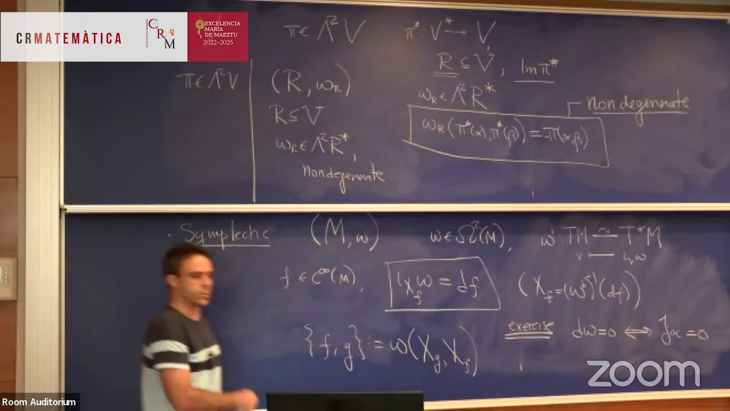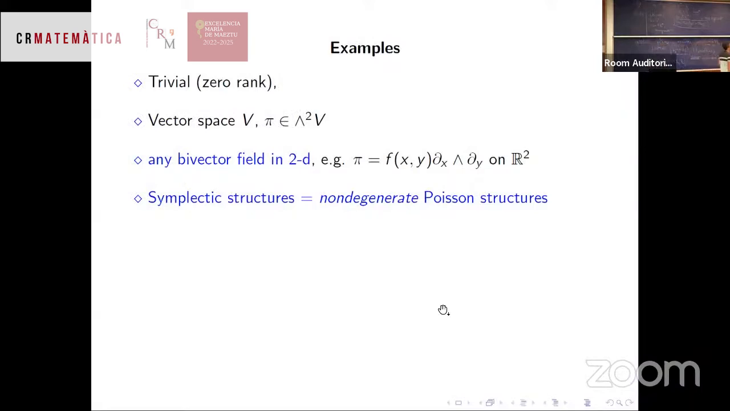So the upshot is that symplectic structures form a class of Poisson structures, which are exactly those which are non-degenerate in the sense that I defined before, those for which the characteristic distribution is the whole tangent bundle. Okay, good. Another class of examples is quotients by symmetries. So what do I mean here?